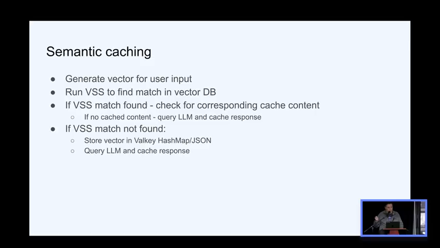Okay, so let's put it all together. We get the user input, we vectorize it, we check the vector DB. If we find a match, we use the corresponding cached content. And if we don't find a match, then we query LLM. We store both the vector and the cache in Valkey. So Valkey is playing two roles here. It's our vector database, and it is our cache. And it makes it simpler to integrate with it, but it comes with the downside of having to store everything in RAM, which can be costly.